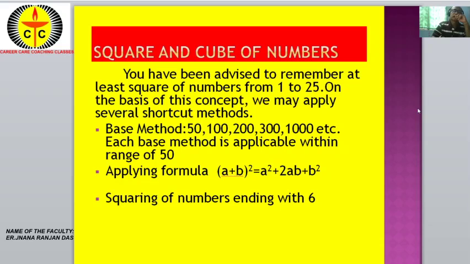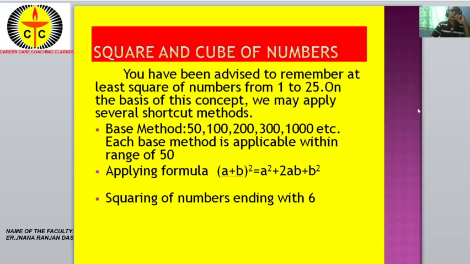The important method we will use is the base method. Base method means it may be 50 base method, 100 base method, 200 base method, 300 base method, 400, 500, say 1000 base method, or maybe 2000, 4000, 5000, as the case may be.